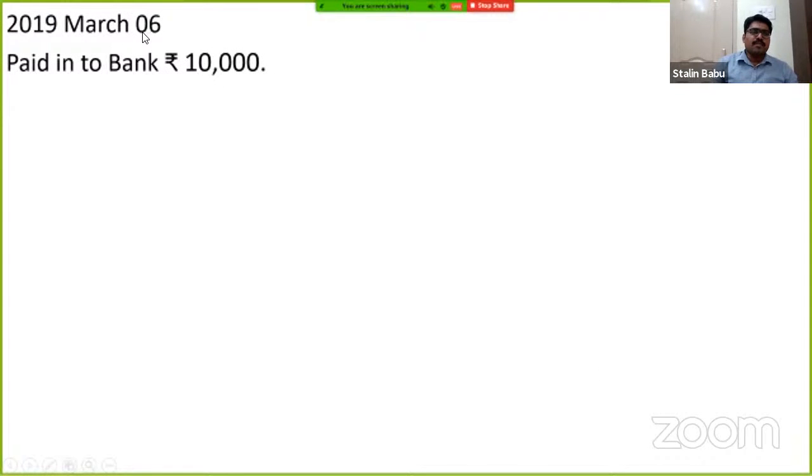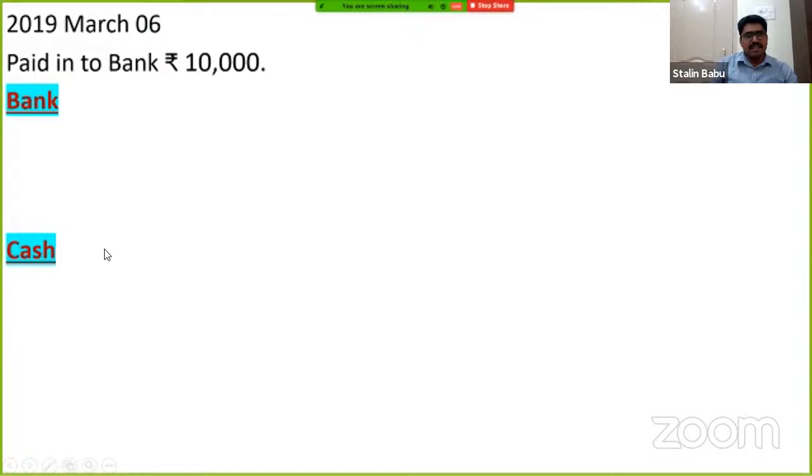2019 March 6th, paid into bank rupees 10,000. Here paid means deposited. So we are not paying any expenditure to the bank. Here paid means we are depositing. So we are depositing our cash into the bank. Who is the receiver of the cash? Bank. What is going out of the business? Cash. So the two accounts involved are bank account and cash account.